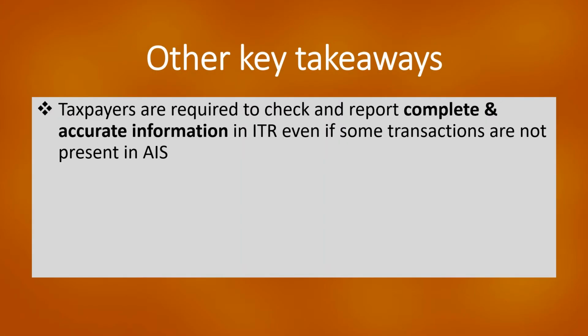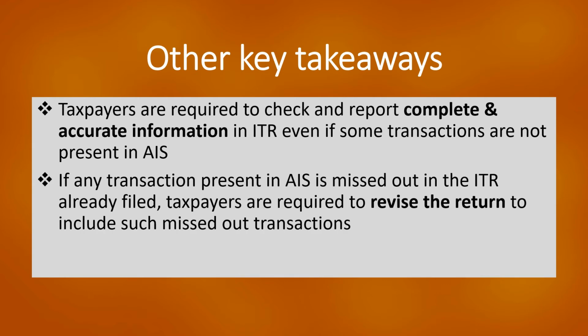CBDT, Central Board of Direct Taxes, in its press release says that the taxpayers are required to check and report complete and accurate information in income tax return even if some transactions are not present in AIS. This is because AIS is still fully not validated, and therefore if any transaction is missing in AIS, then it is the responsibility of the taxpayer to report such missing transactions. If any transaction present in AIS is missed out in the income tax return already filed, taxpayers are required to revise the return to include such missed out transactions.